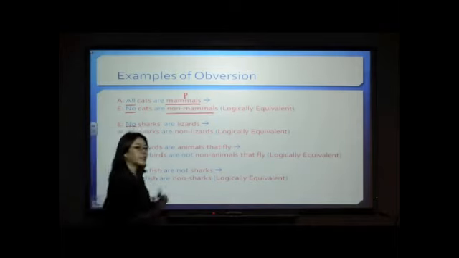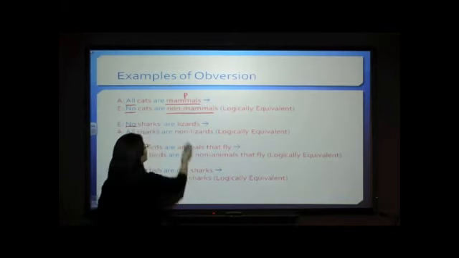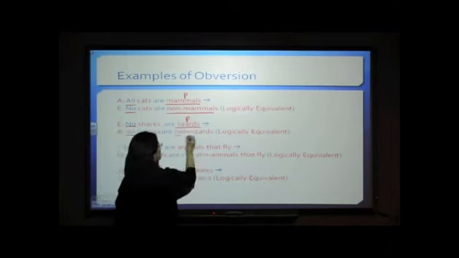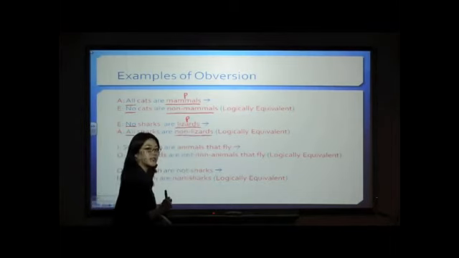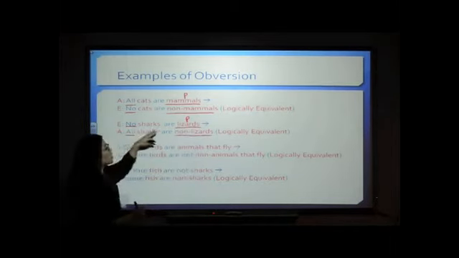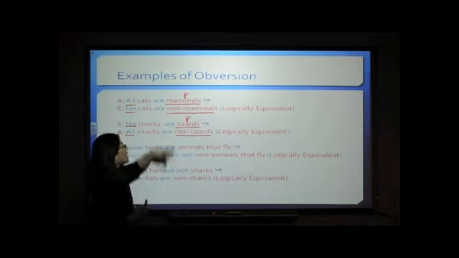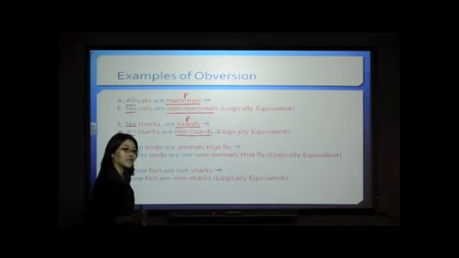And then we change the predicate term with its term complement. So here we have the predicate term lizards, and we change that with its term complement non-lizards. Okay, so you have no sharks are lizards, and the obverse of this is all sharks are non-lizards. Okay, and again, these are logically equivalent statements.